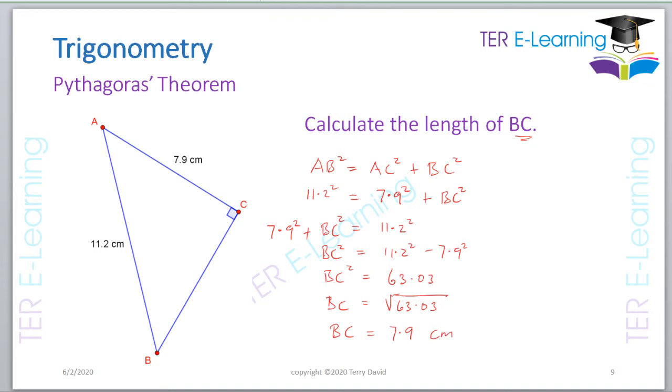The answer is 7.9. You can give your answer as 7.94. That is fine. So you can put 7.94 or 7.9. So this is my answer to 2 decimal places, right? If they wanted me to give the answer to 1 decimal place, then it will be 7.9. So it depends on what they are telling you in the question, right? But the answer is 7.9 or 7.94, all right?